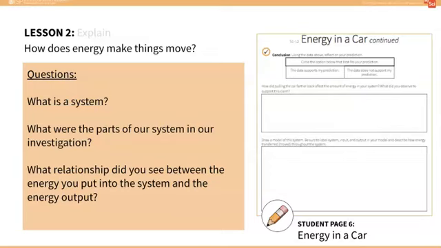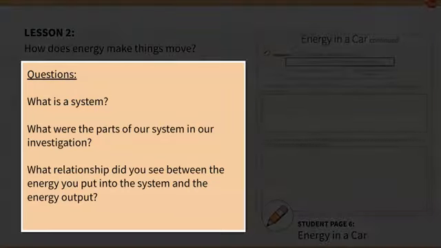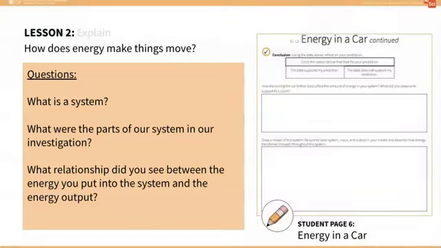In the explain portion of this lesson, students will discuss the questions shown here. Focus their productive talk on the input and output of energy that occurred within the system. Students should notice by now that the more energy that they input, in other words, how far back the car was pulled by their hand, there was more energy output, how far the car moved once it was released.